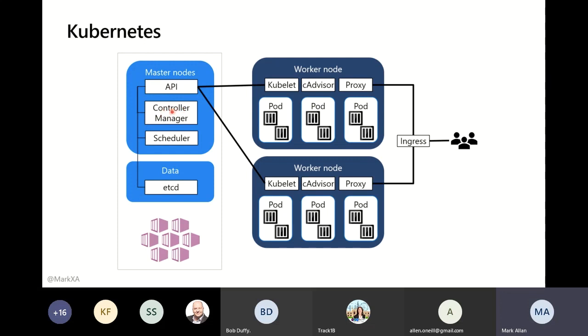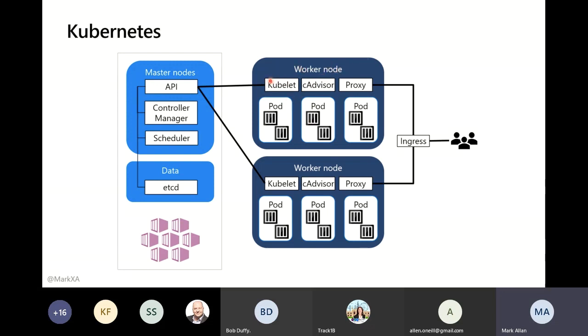You then have what's called a controller manager, which looks at the current state of your system and the defined state of your system and works out how to change the current state to the defined state if they're different. And then the scheduler, which then feeds out to the actual nodes to tell them what they should be running.